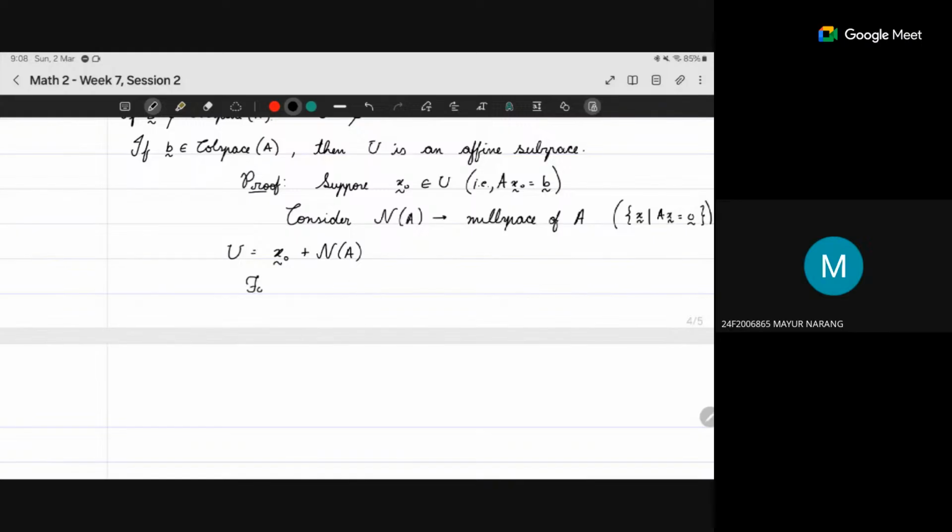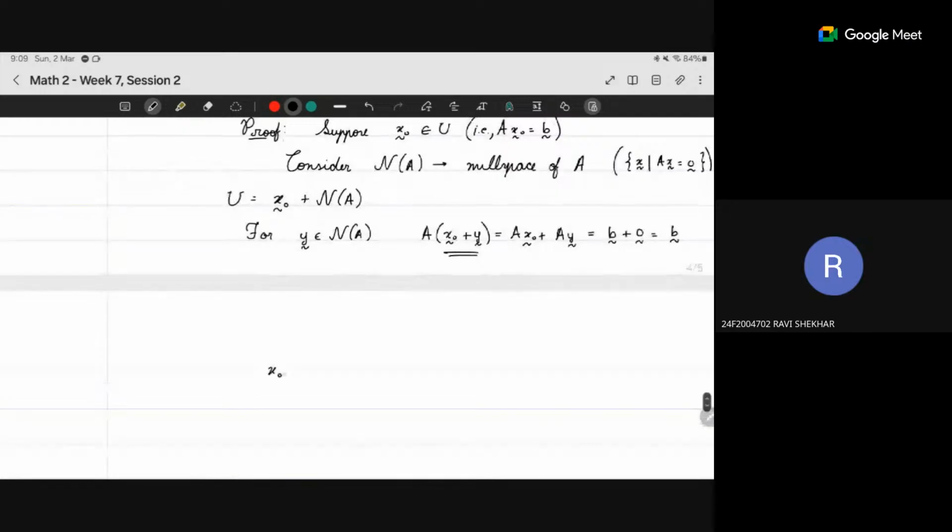So for y tilde in the null space of A, consider A of x naught tilde plus y tilde. Now what is this? This is just Ax naught tilde plus Ay tilde. I'm just using matrix multiplication, distributing it. What is Ax naught tilde by definition? B tilde. And what is Ay tilde by definition? 0. But B tilde plus 0 tilde is just B tilde. So x naught tilde plus y tilde is also a solution.